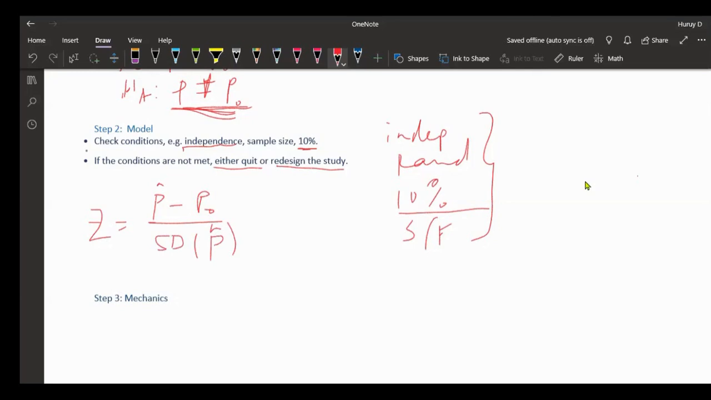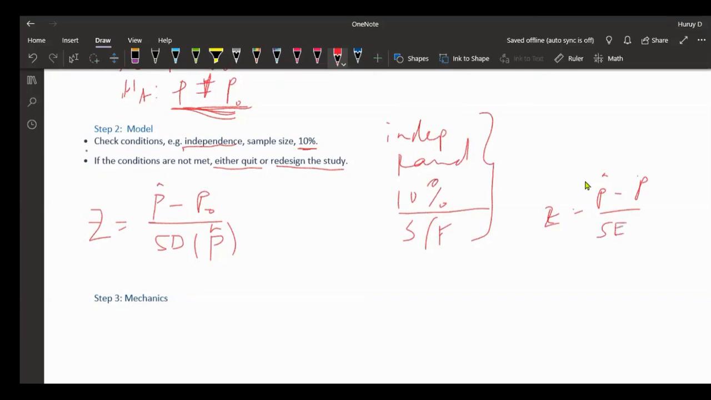Now, you may ask, why do we use standard deviation of p hat? Why not standard error of p hat? If you remember, for a confidence interval, we would use Z equals p hat minus p over standard error.